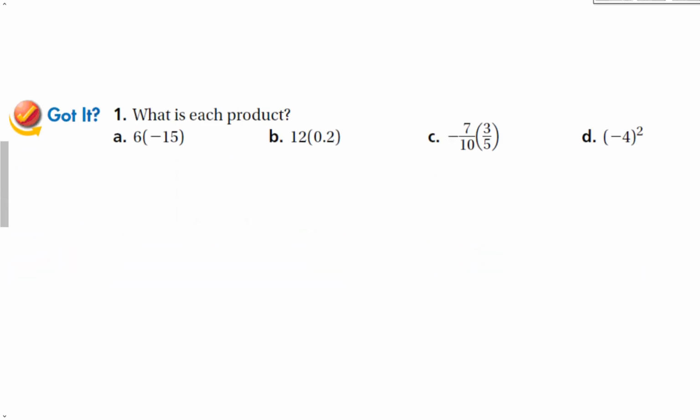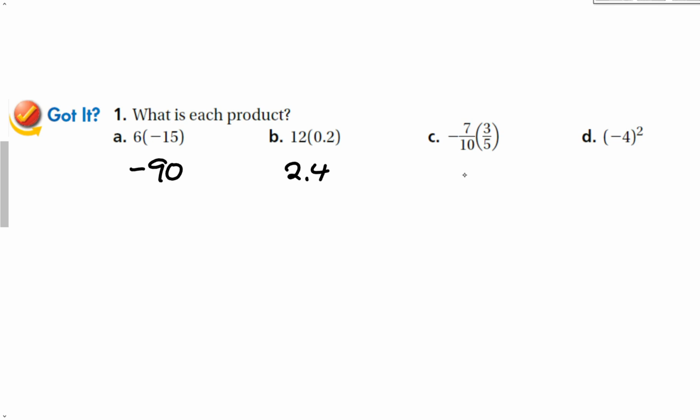Okay? So we have 6 times negative 15 is going to give me a negative 90. 12 times 0.2. We can leave this as a decimal or a fraction. Since 0.2 is a decimal, let's leave it as a decimal and put 2.4, which we can get with our handy calculator. Positive, because both of them are positive.